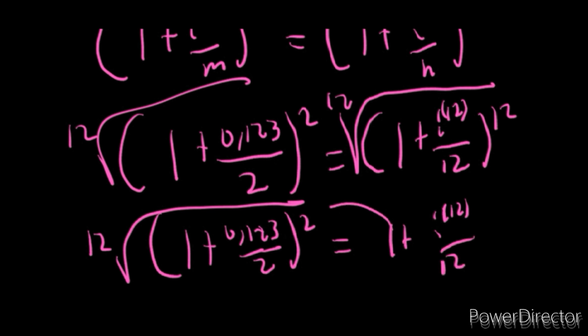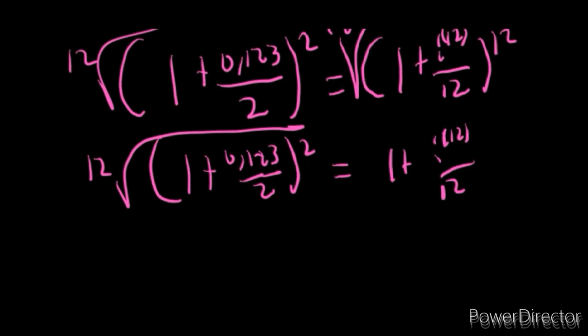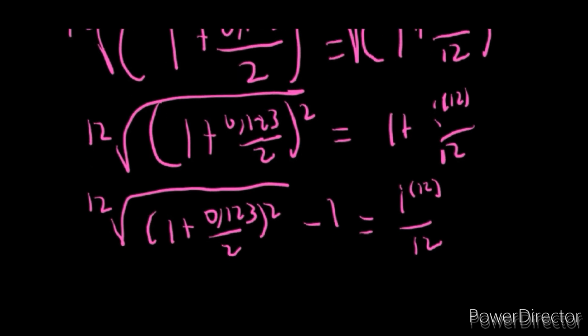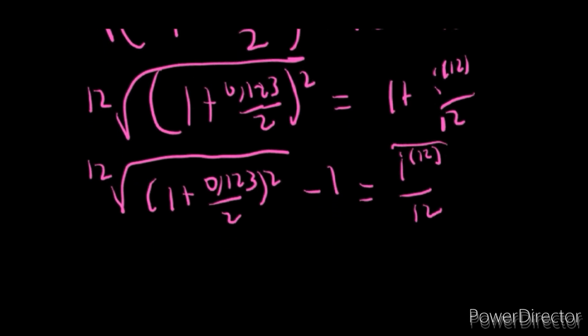So now I have to take the 1 to the other side of the equation. So it's gonna be 1 plus 0.123 over 2, and then I'm gonna have minus 1. So now I'm gonna be left with I12 over 12. What is left for this to become the subject of the formula is that we have to get rid of this denominator.